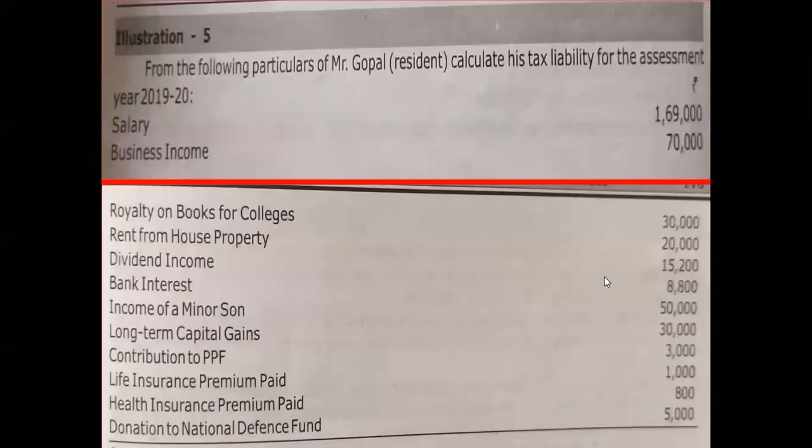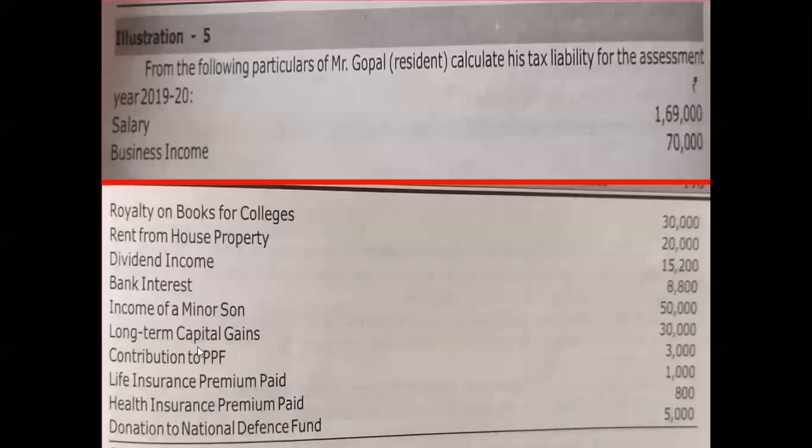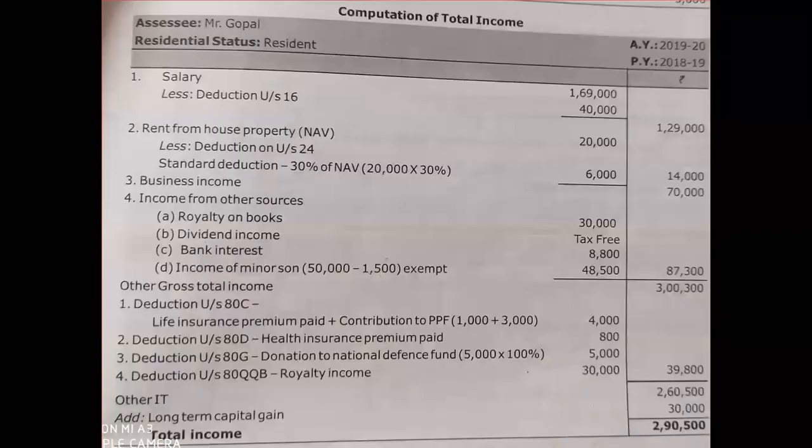And there is no other income, so just add it up. Salary 1,29,000, house property 14,000, business income 70,000, income from other sources 87,300, that is 30,000, 8,800, 48,500, 87,300. So totally that is 3,300. And this will be called the other gross total income, because we have not taken the income called long-term capital gain, because long-term capital gain and short-term capital gain liable for security transaction tax will be added up after claiming the deductions under section 80C to 80U. So that's why we have called it an other gross total income.